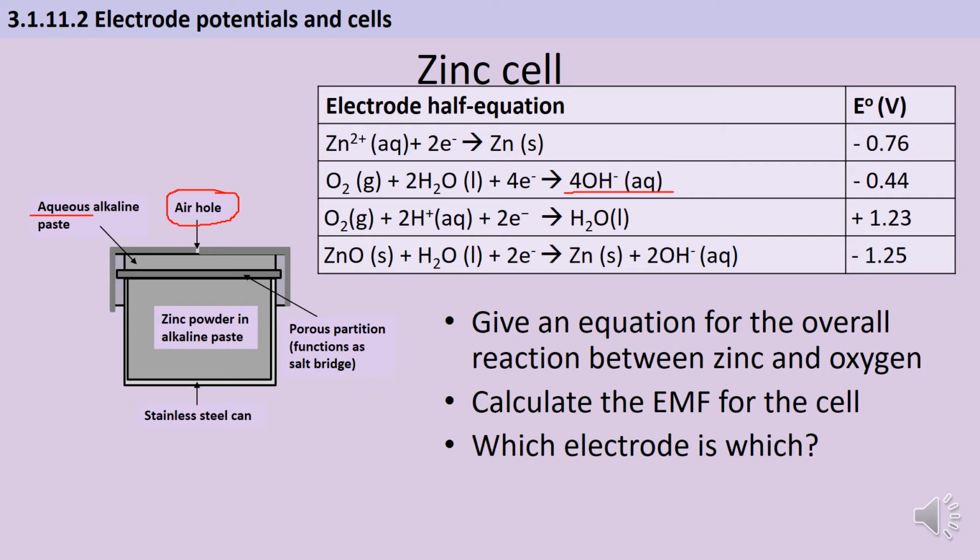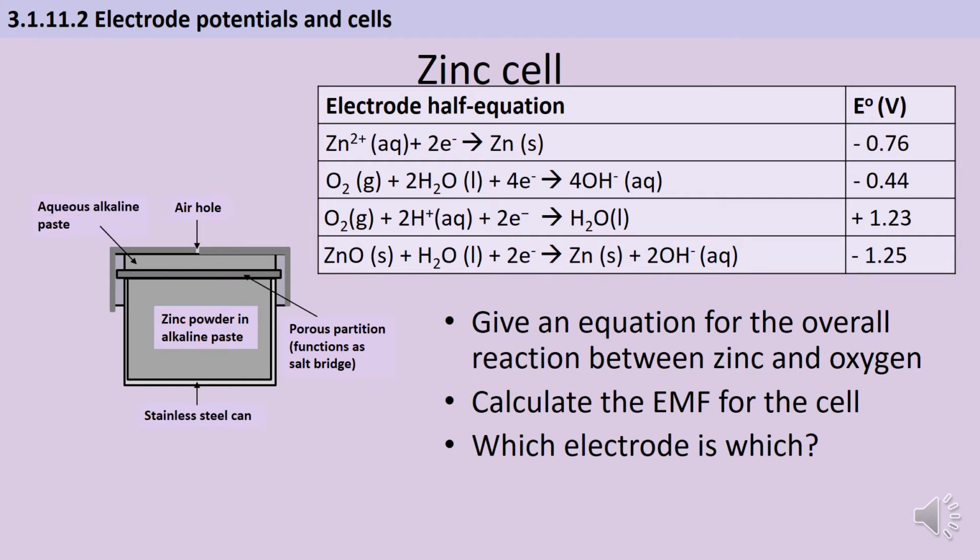And then we've got this porous partition here, which is basically acting like a salt bridge, which ions are free to move through. And then down below it, we've got some zinc powder in an alkaline paste. So that's my zinc here. And then the alkaline paste obviously has hydroxide ions in it.